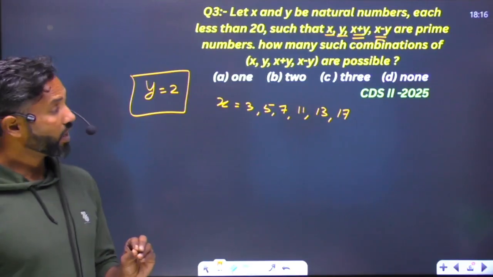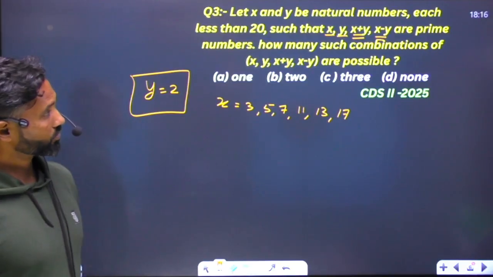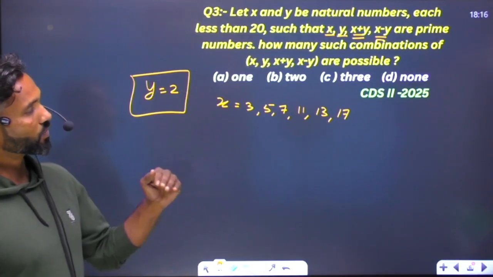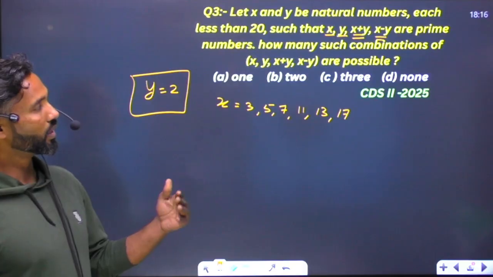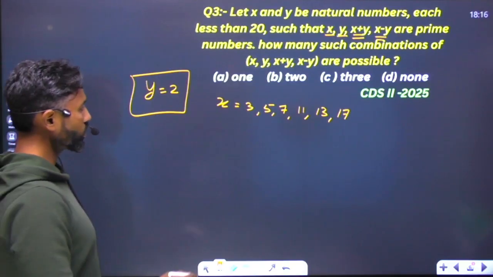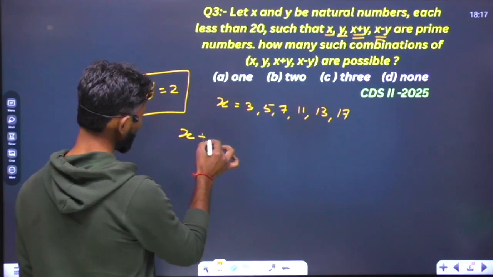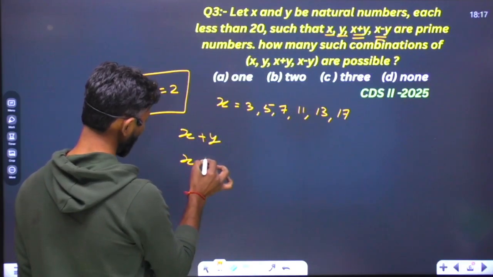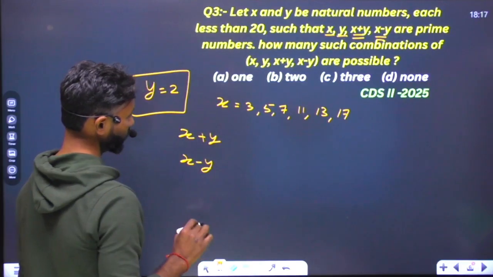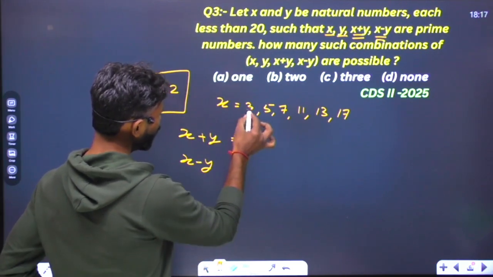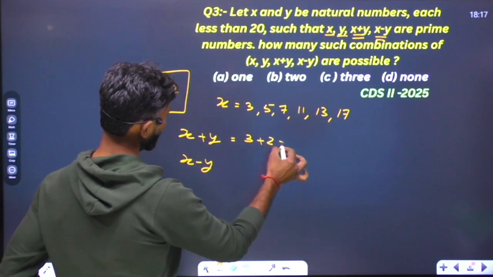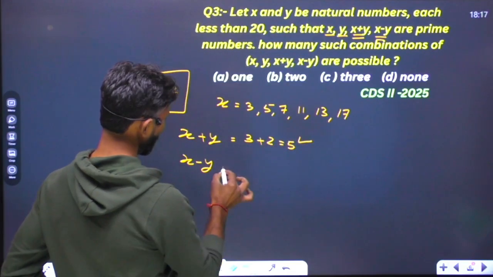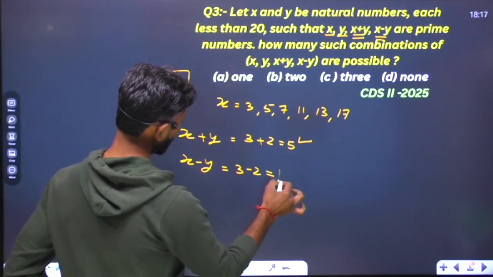But we have to justify whether x plus y is going to be prime or not. In the same way, whether x minus y is going to be prime or not. So we are just going to calculate x plus y and x minus y using all these values. If I am using 3 in place of x, 3 plus 2 is prime, it means 5. But 3 minus 2 equals 1, this is not prime.